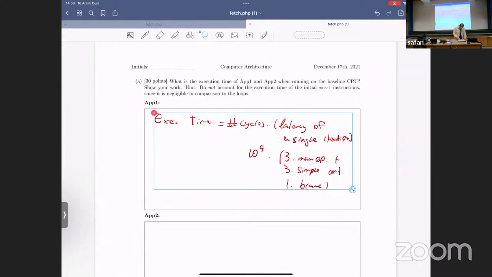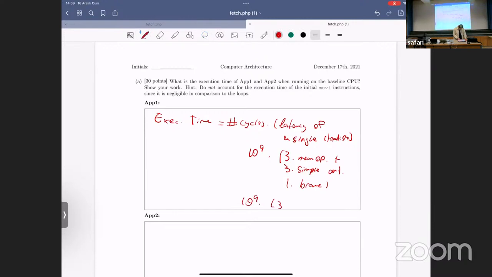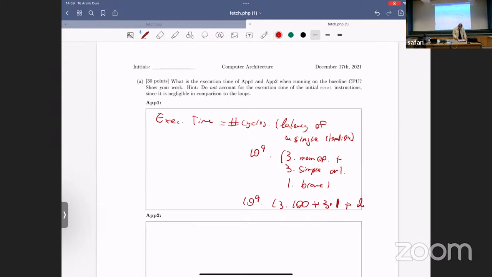Ah, really good. So it's going to be 3 times 100, plus 3 times the latency of the other one, which was 1 cycle, 3 times 1. And then the latency of a branch was also 1 cycle. So 1 times 1. So this is, you can do the math.